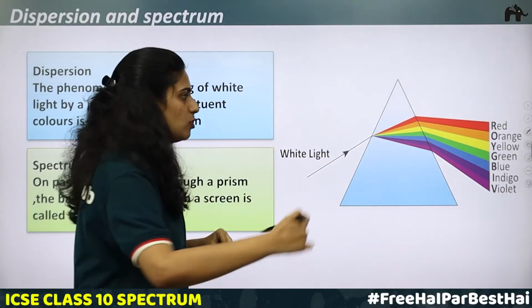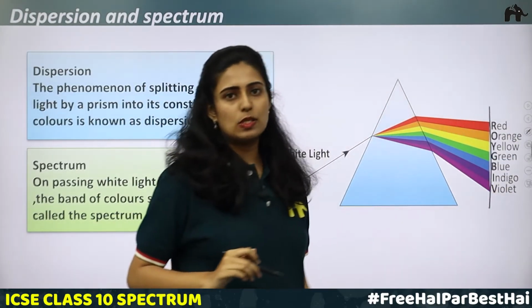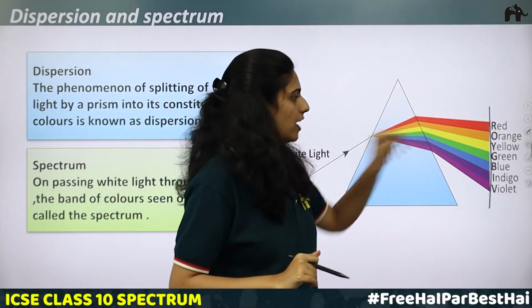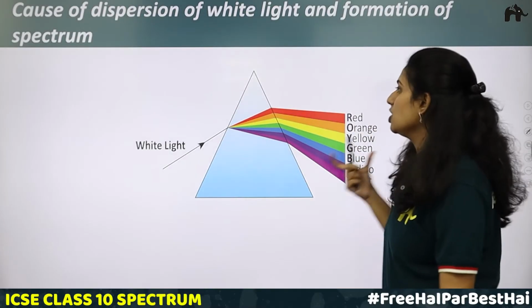When a screen is kept here, what happens? On the screen, the different colors will be visible. Okay, this band of color he called the spectrum. Cause of dispersion of white light and the formation of spectrum.